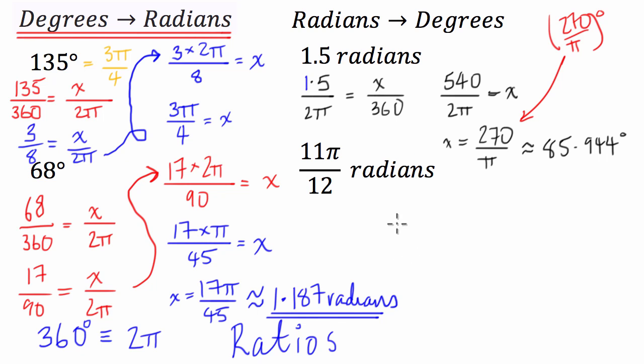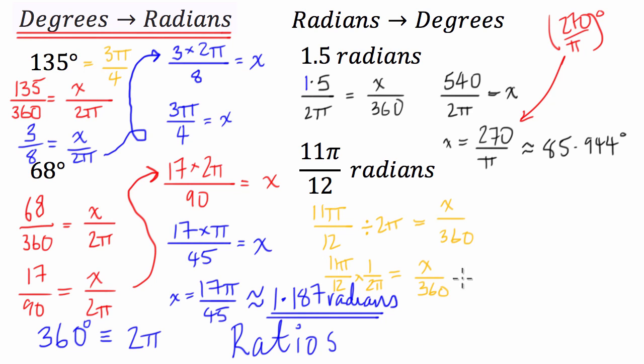Okay, so the last one here, we have 11 pi on 12 radians. Now, for me, I would prefer to be converting the second one than the first one, but that's just a bit of personal preference. Okay, let's change colors again, because what we have is 11 pi on 12. Now this is going to be divided by 2 pi, has to be equal to the amount of degrees we have divided by 360. Now dividing by something is like multiplying by its reciprocal, so I can go 11 pi over 12 times 1 over 2 pi equals x over 360.